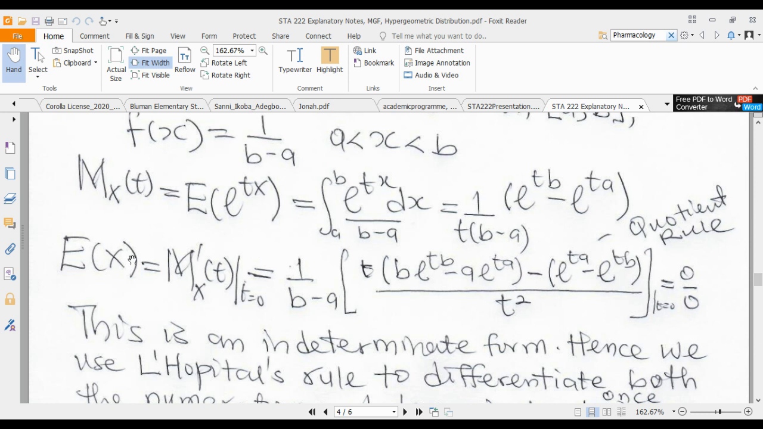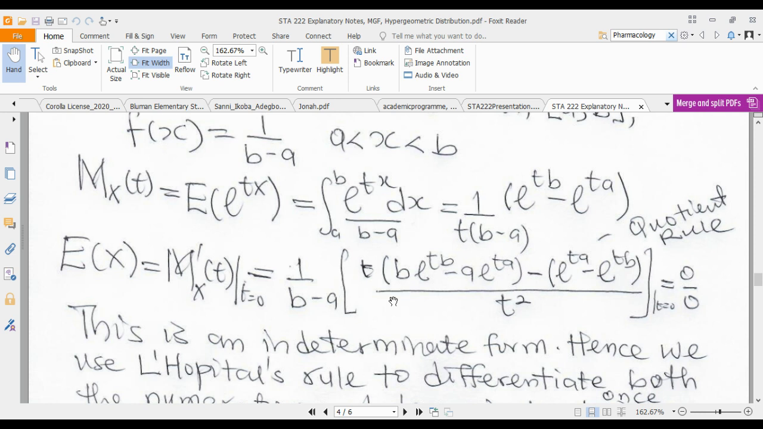Now, for us to obtain the first moment, expected value of x, we have to differentiate the MGF once and evaluate at t equal to 0. Going through the differentiation, we are going to use the quotient rule, which says that because you have a quotient there, it is v du/dt minus u dv/dt all over v squared. That is the quotient rule for the differentiation of quotients. Let us take note of that.